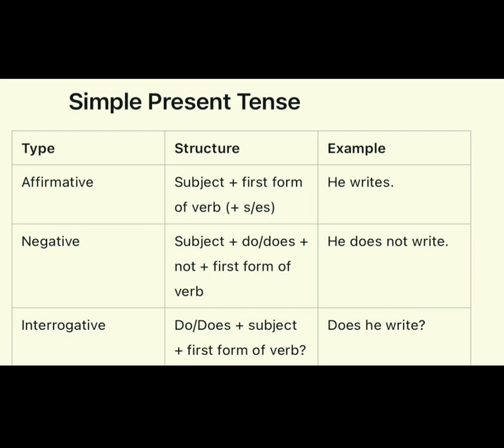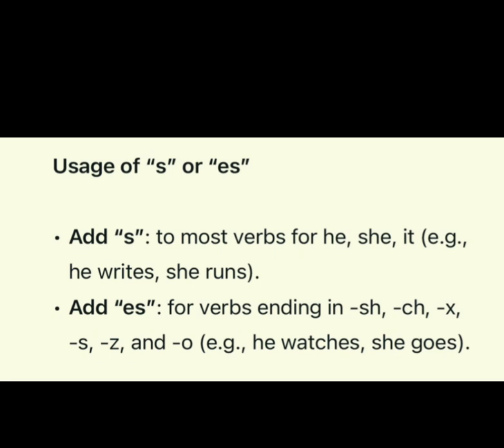Last type is interrogative sentences. In interrogative sentences, you put does or do at the start of the sentence, then subject, then first form of verb, and then object. Does he write, or does he write a letter? Now, the most important thing in this tense is to learn about the usage of s or es, because people usually get confused over here about where to use s or where to use es.